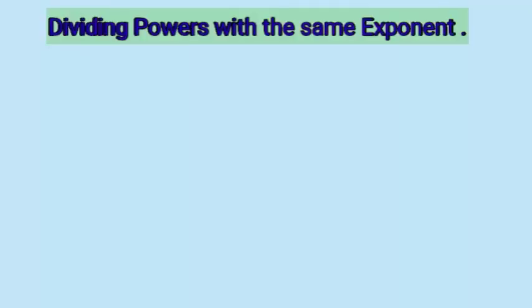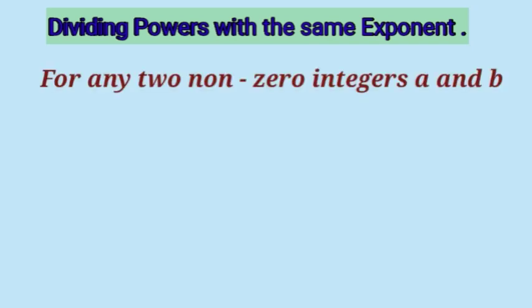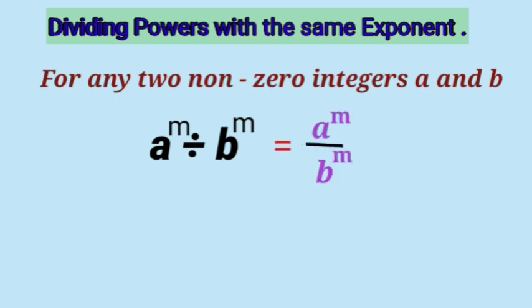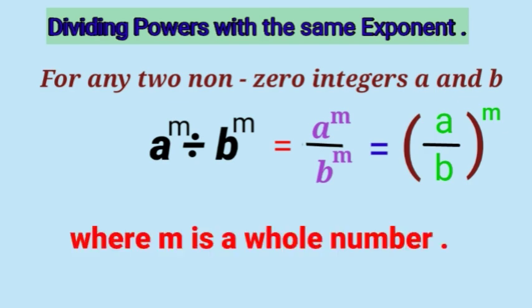Let us consider our next law, dividing powers with the same exponent. For any two non-zero integers a and b, a raised to m divided by b raised to m is equal to a raised to m by b raised to m, which is equal to (a by b) all raised to m, where m is a whole number. Here also the exponent or power is the same, but bases are different.